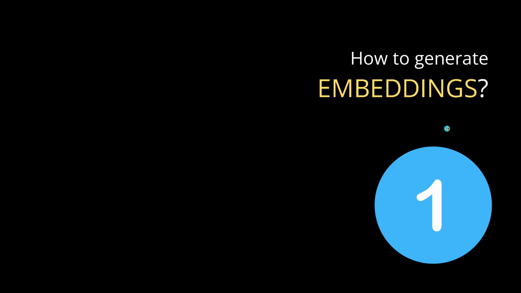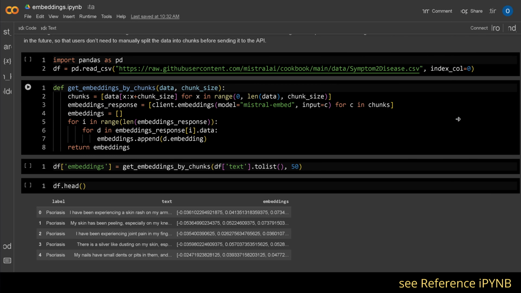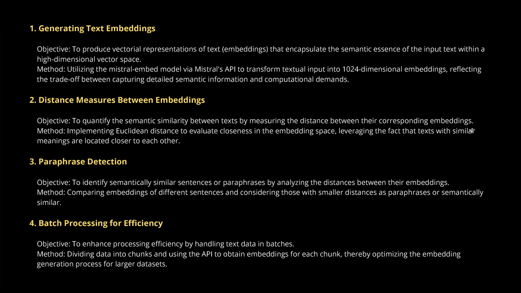Now you ask, hey, how can we generate our embeddings ourselves? Notebook number 1, here it is, it's beautiful. So whatever your text chunks are, we generate the embeddings in a vector space. How do we do this? Some easy steps. We generate the text embeddings, so we produce a vectorial representation of pieces of text, what we call embeddings, that encapsulate the semantic essence of an input text within a high-dimensional vector space.